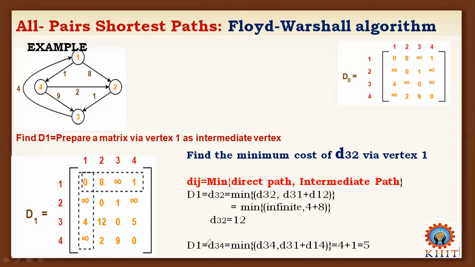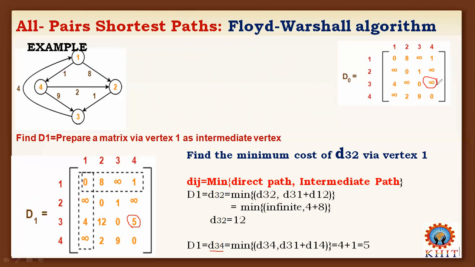Next we will find the distance of 3 to 4. We will check whether it is correct or not. The distance from 3 to 4 is initially infinity, because there is no direct path from 3 to 4. So I can fill the value with infinity. Infinity values are to be replaced with minimum values from the initial matrix. So what is the minimum value here?